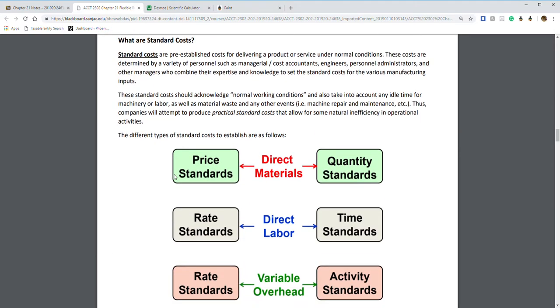So, standard cost. What are standard costs? Standard costs are pre-established costs for delivering a product or service under normal conditions. And they are determined by managers, cost accountants, engineers, anybody that actually works and has the expertise and knowledge in it.